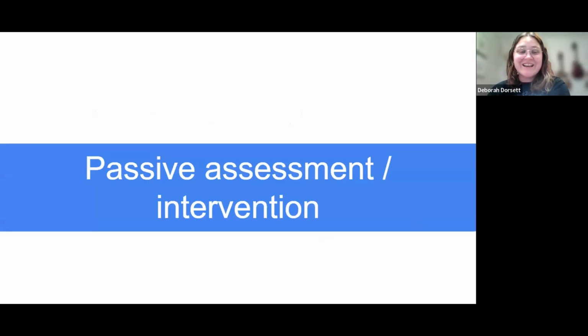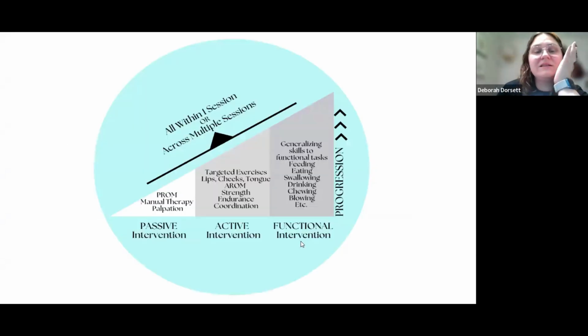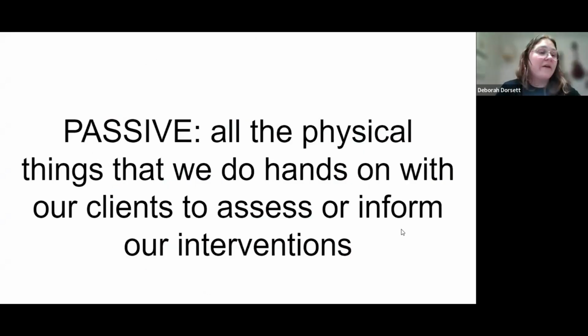You're going to take your triangle, slice it into 3 slices, and you're going to write under the first one, the tippy little tip of it, passive, okay? When we look at that in the framework itself, it looks like this, passive intervention. So let's talk about what does passive mean? What are we talking about, right?